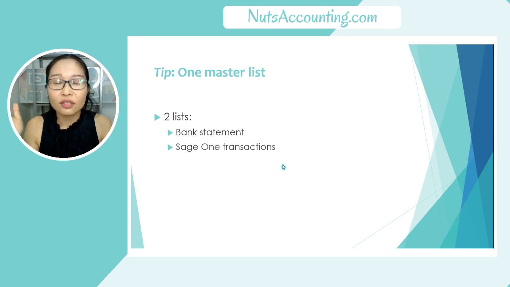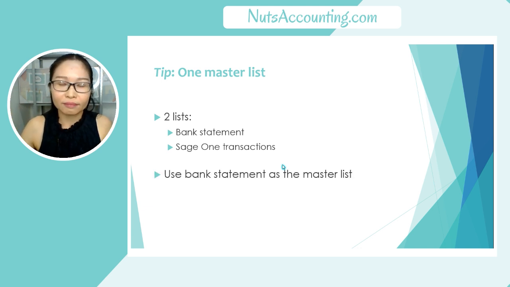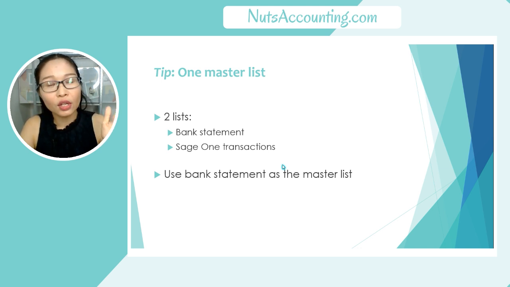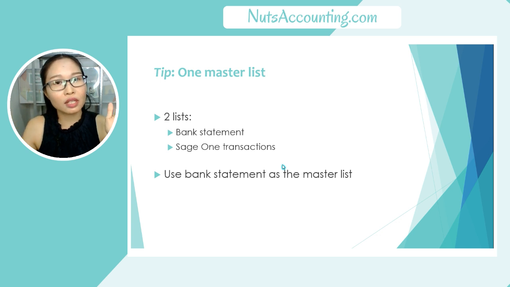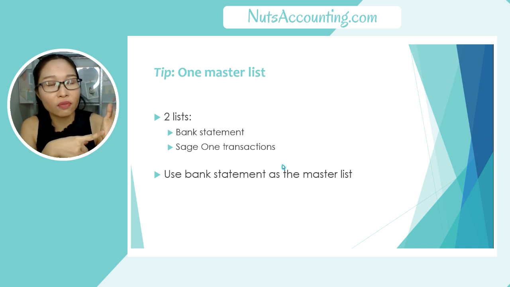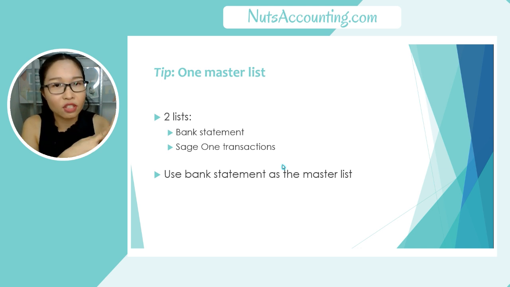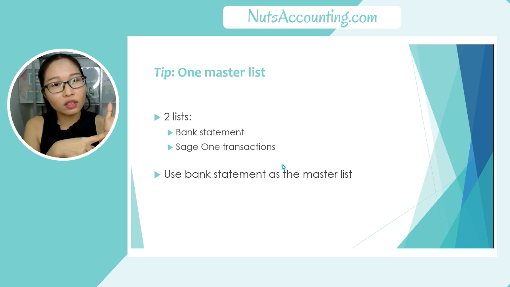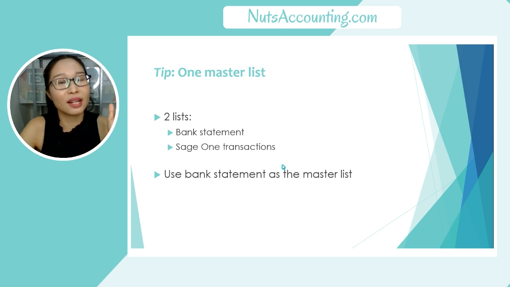I get lost and confused when I follow back and forth between the bank statement and the Stage 1 transactions. So my conclusion is to use only one master list and choose your bank statement as your master list. At the end of the day, you need to reconcile your Stage 1 transactions in accordance with your bank statement, because the bank statement is the final version that your bank sent to you. You cannot change this. You can only change your Stage 1 transactions.